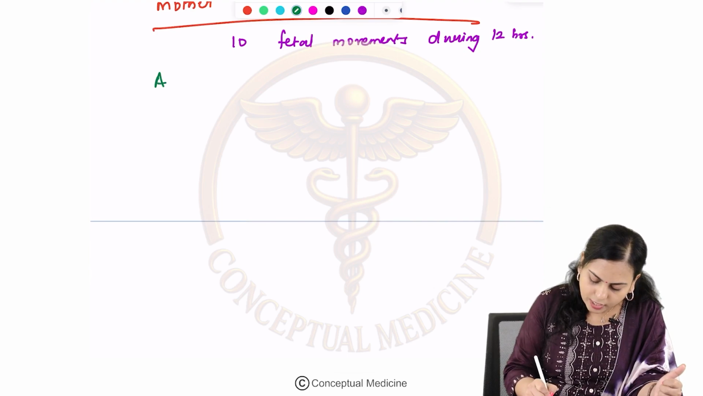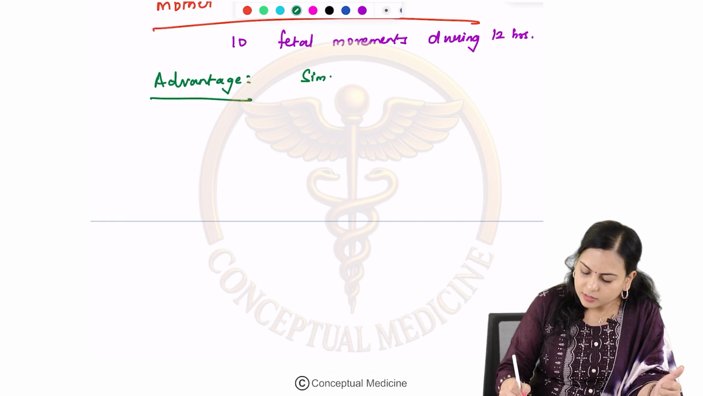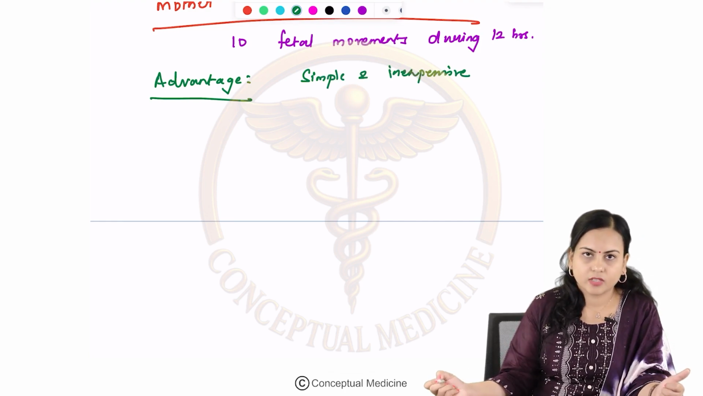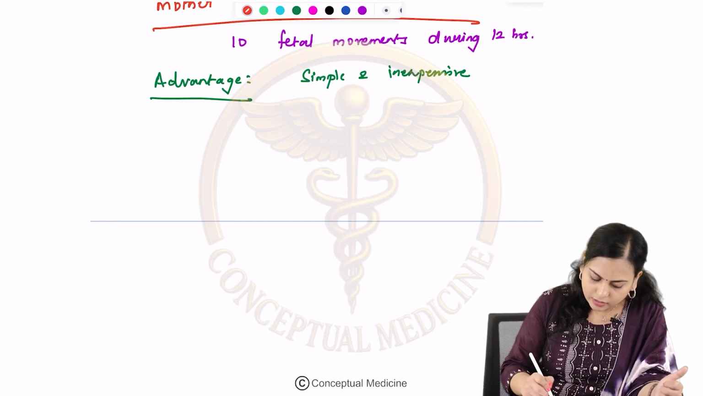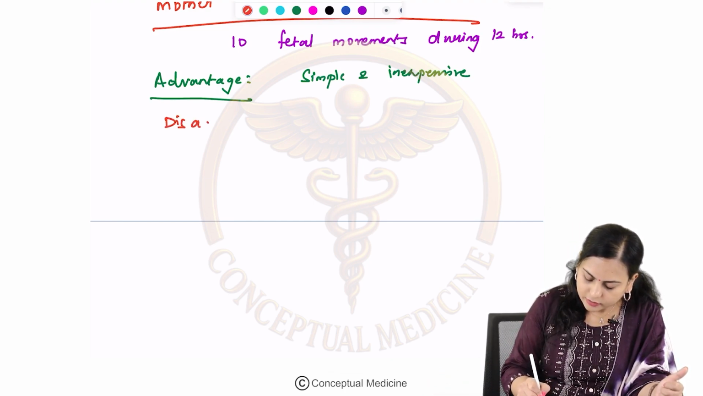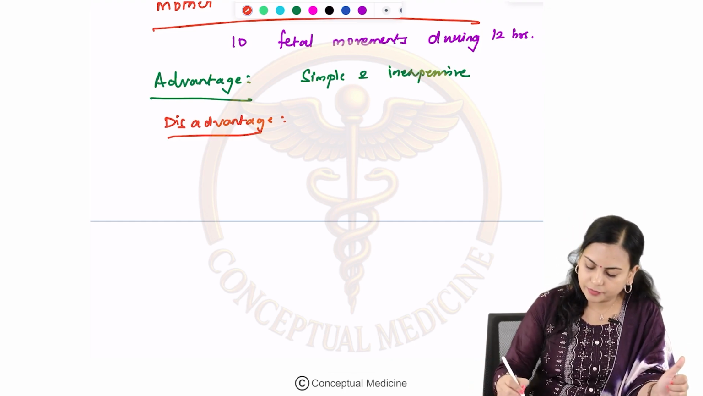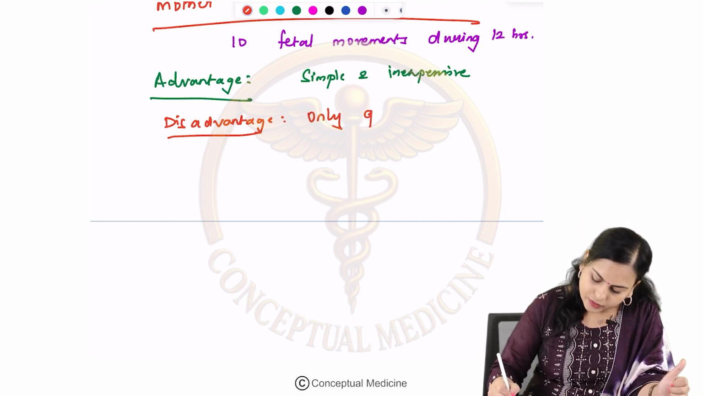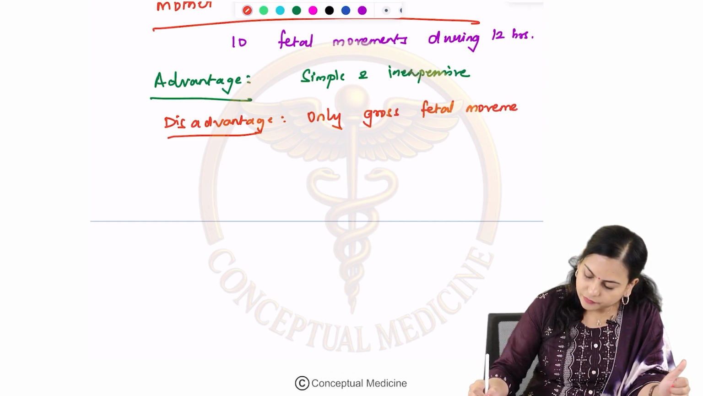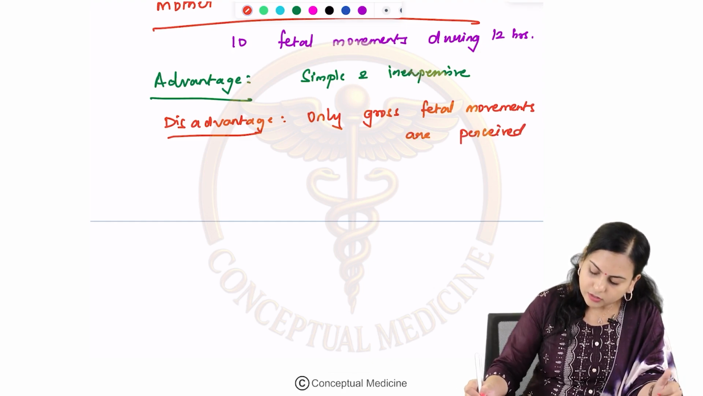Yes. Now, what is the advantage of this fetal movement count by the mother? Okay. So, the advantages is that it is simple and inexpensive. Yes. And we also have disadvantages. The disadvantage is that only the gross body movements of the fetus is perceived by the mother. Okay. Only gross fetal movements are perceived. Clear?